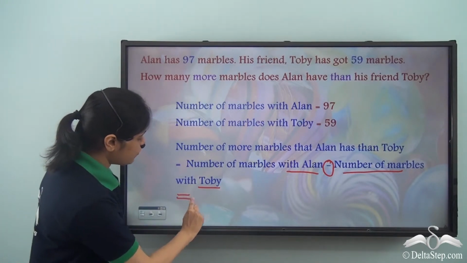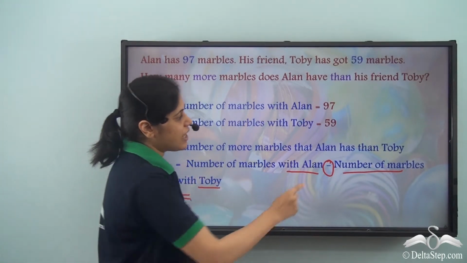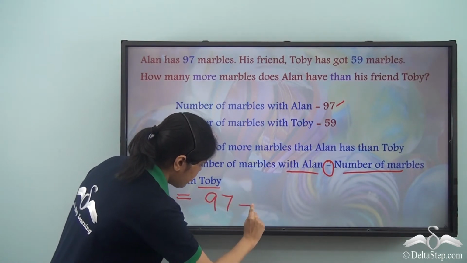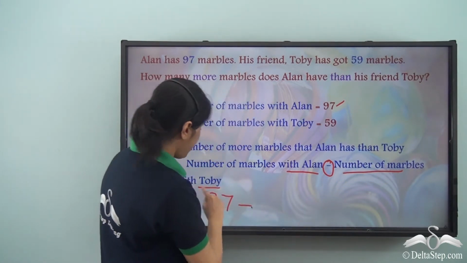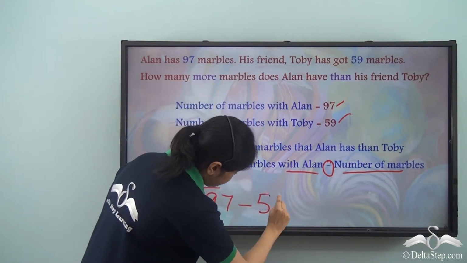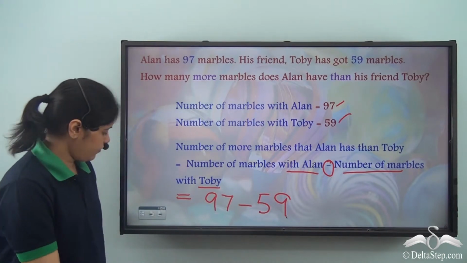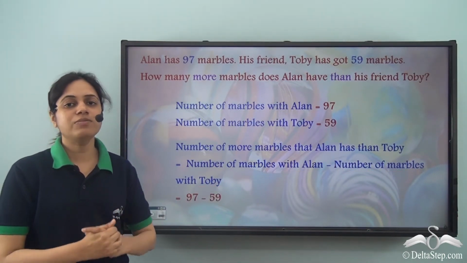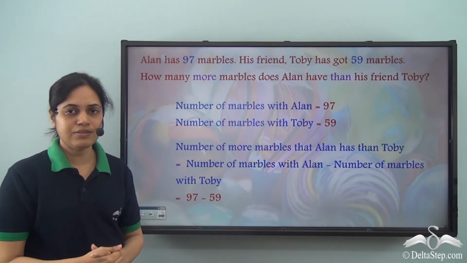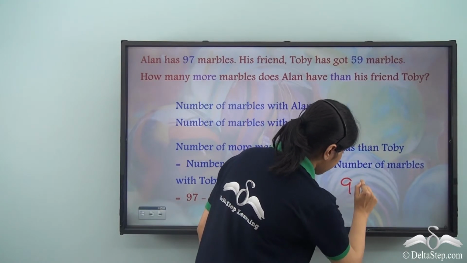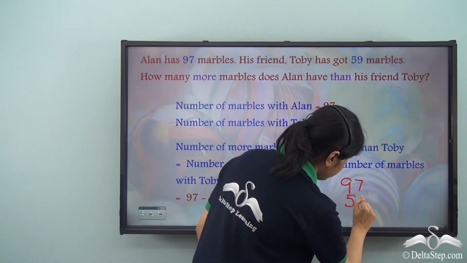And what is this equal to? So number of marbles with Alan is 97. So I write 97 minus number of marbles with Toby, which is 59. So 97 minus 59. Now can you perform this subtraction and tell me the answer? Let's do it together. 97 minus 59.